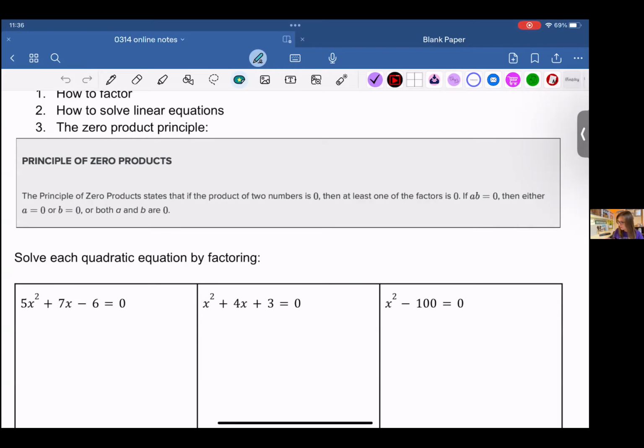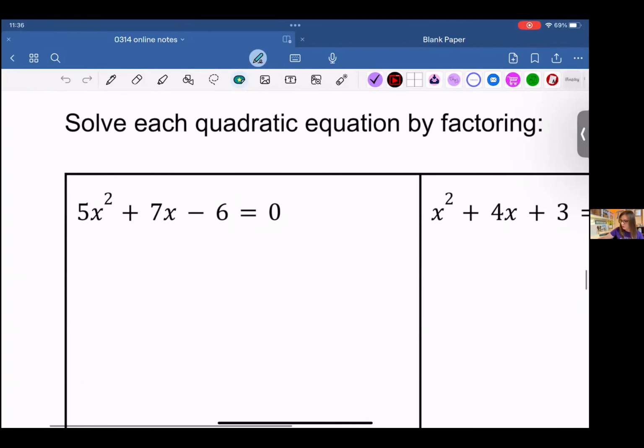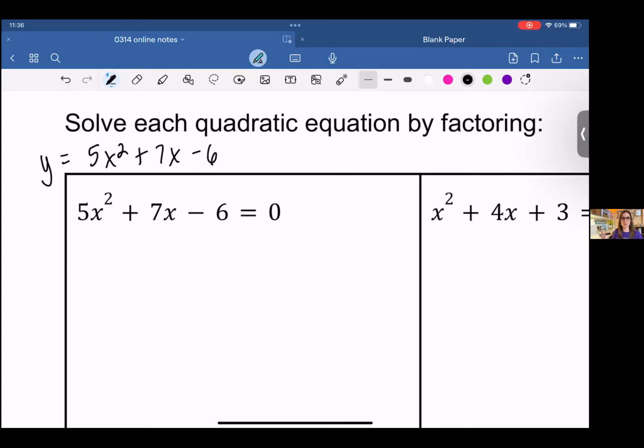So if we're going to solve by factoring, then usually you have an equation, a function, where it'll say y equals 5x squared plus 7x minus 6, or f of x equals 5x squared plus 7x minus 6. And you're solving for x, and when you're doing that, you're looking for the x-intercept, which means that y is 0. So that's why we have to have 0 over here. It has to always be equal to 0 in order to use the zero product principle. So we're just factoring, and then we have one more step.